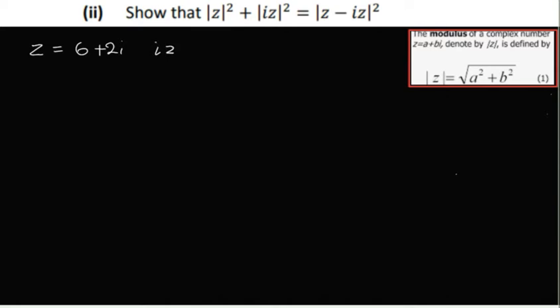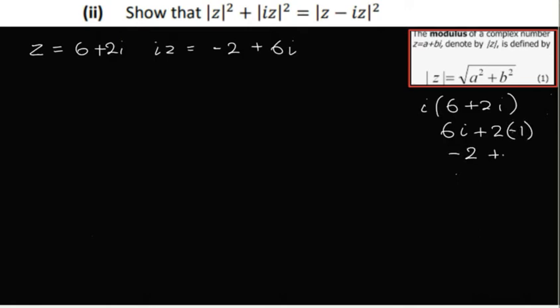iz is equal to minus 2 plus 6i. Okay, so where did I get that from? Well, remember, if I get i by 6 plus 2i, I will get 6i plus 2 by i squared, which is negative 1. So that'll give me minus 2 plus 6i.